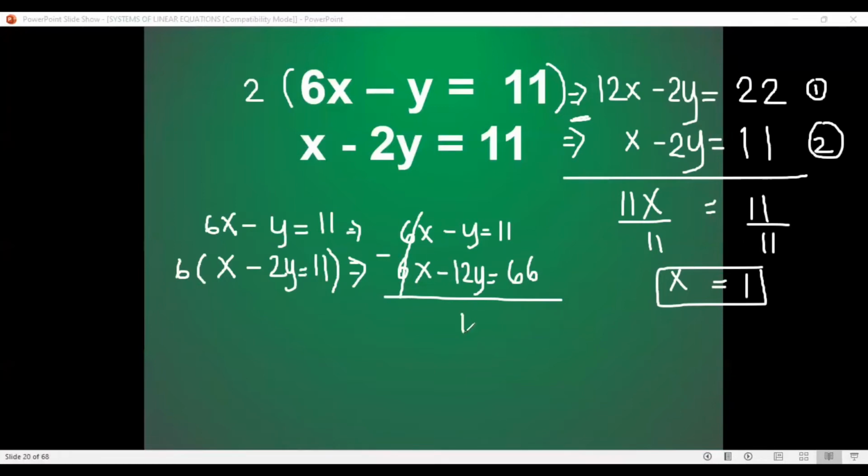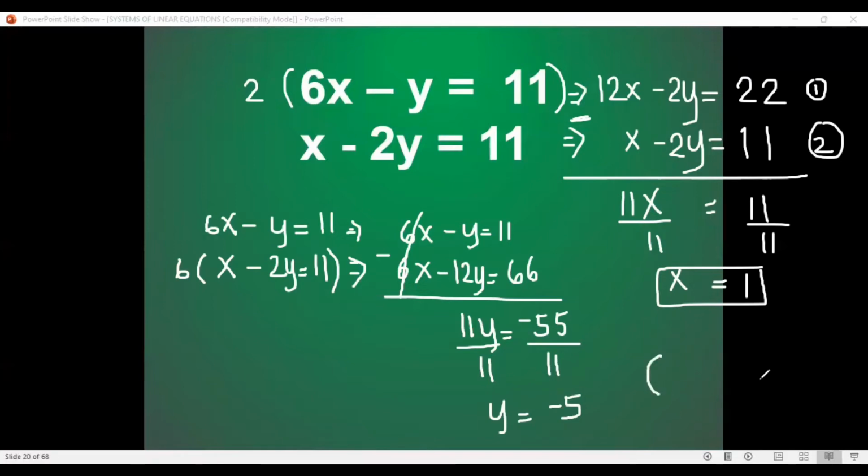That means it becomes 11y is equivalent to 11 minus 66, and that results in negative 55. Again doing that procedure, we divide both sides by 11. Therefore, the value that we get for our y is equal to negative 5. So we already obtained the solution for this system of equations.